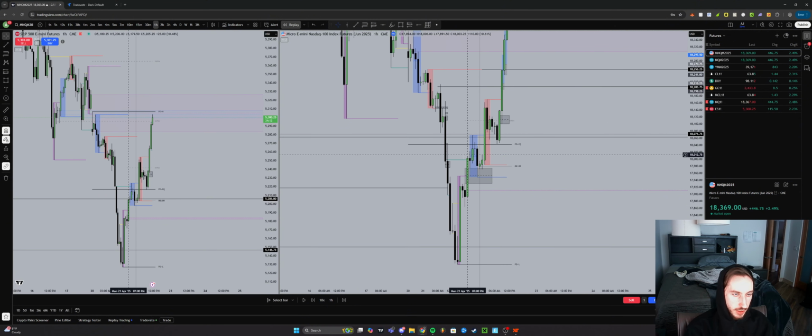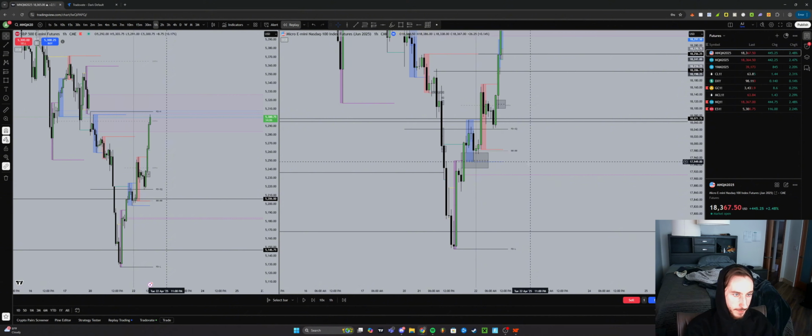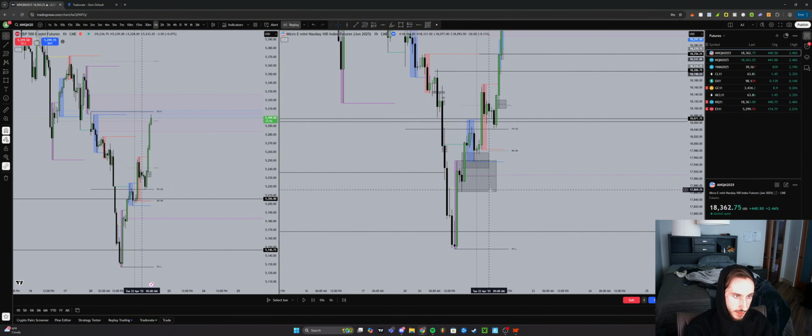Asia used that to sponsor the move higher, which is why London made such a big push, because we respected this 1-hour PD array. We traded into this mitigation here: low, high, higher low, higher high. So this is your mitigation right here. You can see we traded into that to the tick and used that to support price higher, as well as the 1-hour fair value gap, like I said.